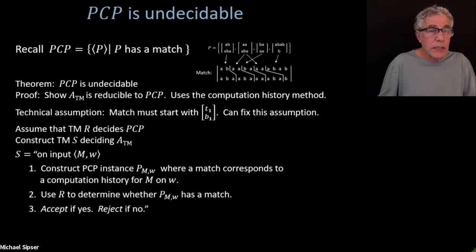So a match is going to correspond to an accepting computation history. Sometimes if I don't use the word accepting, I'm just being a little sloppy. Computation history and accepting computation history, for us right now, they're the same. Later on, we may actually talk about rejecting computation histories, but let's not get ourselves confused. Except computation histories always have to end with the machine accepting.